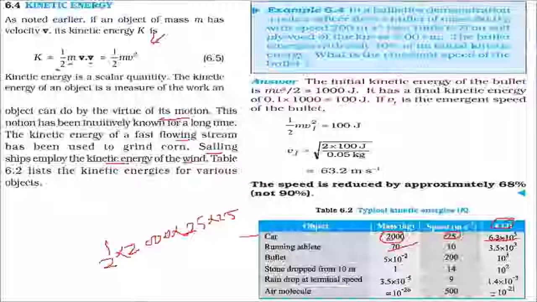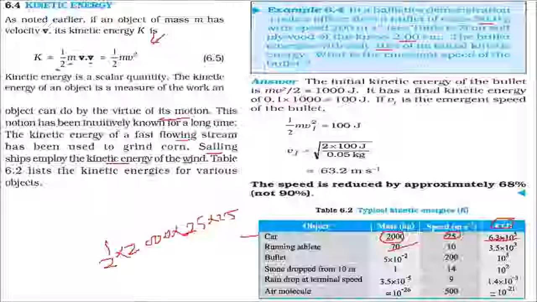Let us take an example first. In a ballistic demonstration, a police officer fires a bullet of mass 50 gram with speed 200 meter per second on soft plywood of thickness 2 centimeter. The bullet emerges with only 10% of its kinetic energy. What is the emergent speed of the bullet?